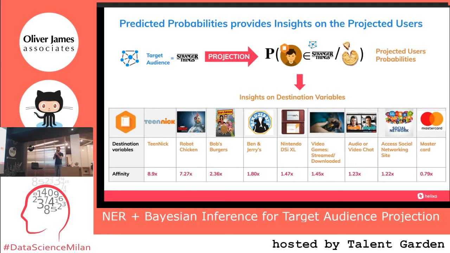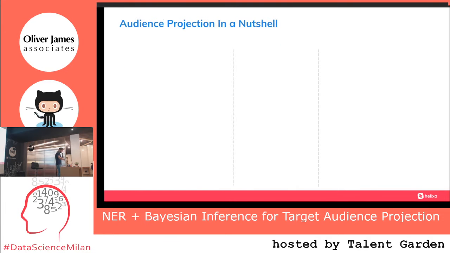Because now you have selected a chunk of users from the survey panel. And on this chunk of users, you can learn things like Bob's Burgers, or the fact that they also watch Teenick with very high affinity, and some of them own a Nintendo DS, they play video games, they use audio and video chat, and they don't use much MasterCard. So those are the kind of insights that are key for strategic decisions for marketers.